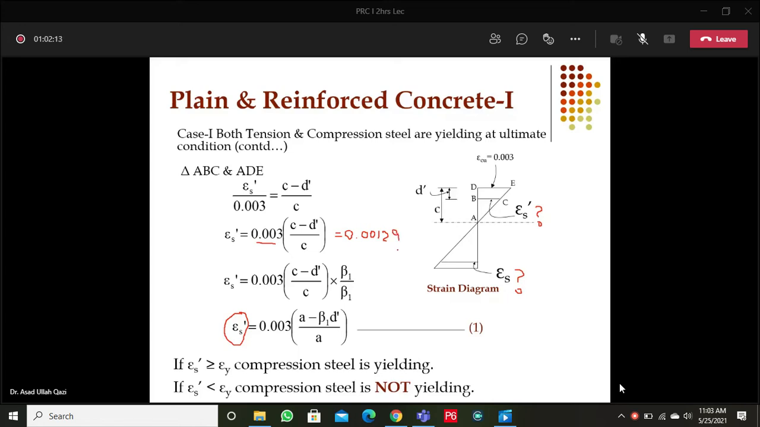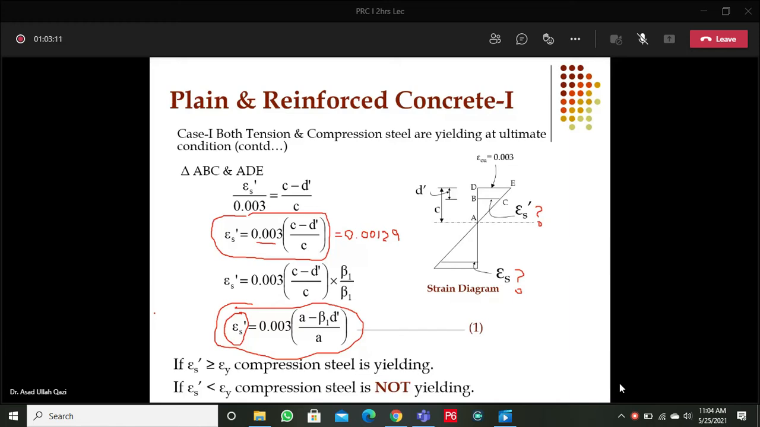What they are doing on this slide is replacing this c with a. To replace c with a, they multiply the numerator and denominator by beta 1. It is up to you whether you want to memorize this equation in c format, or replace c with a, rearrange the terms and keep the epsilon s equation in that shape, where a is present rather than c. Both are acceptable, but try to memorize any one of them for quick solution of problems. Otherwise you can consult the equations, but it will be time wastage if most of the time you are consulting the design aids.